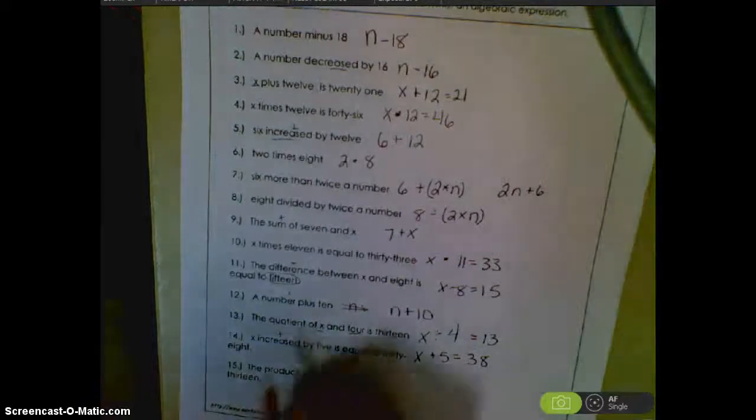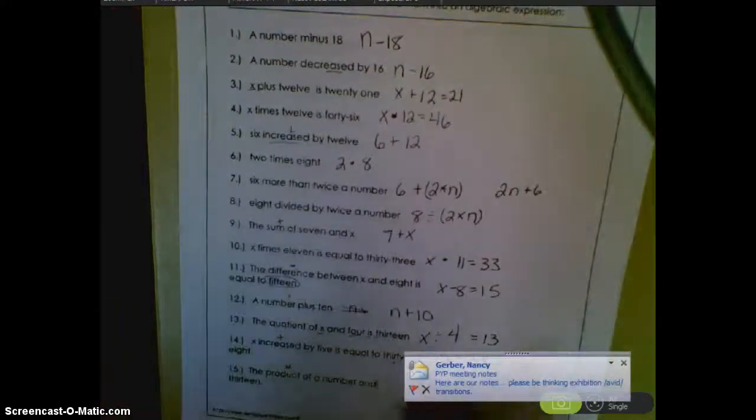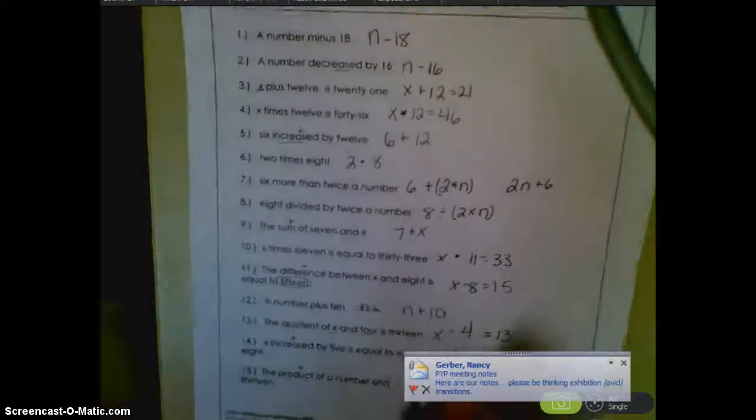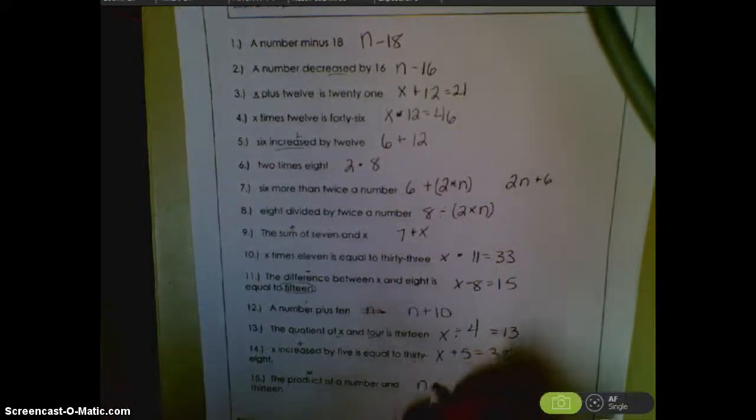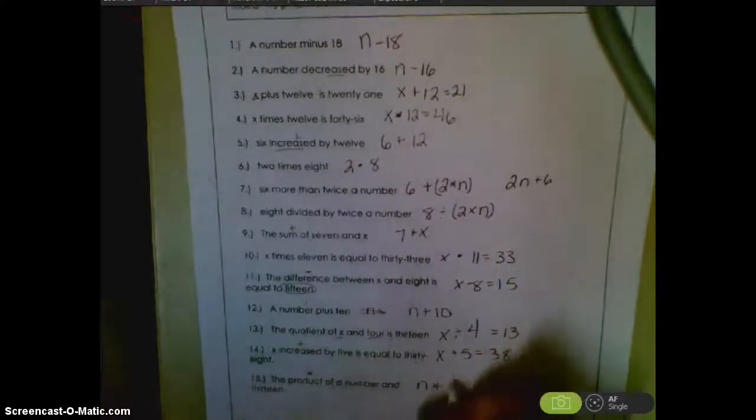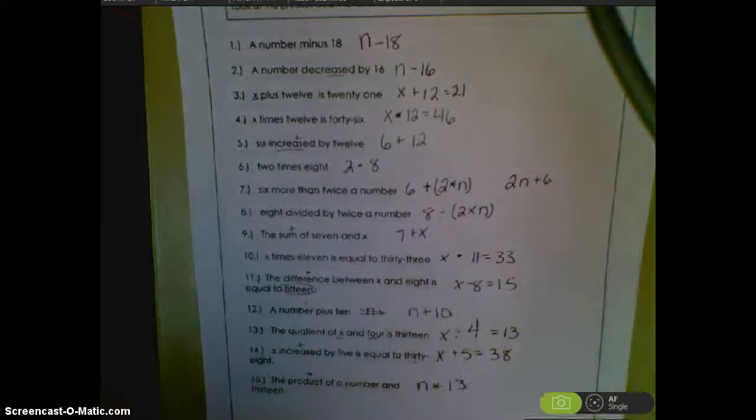And then the last one, product, is going to be multiply. The product of a number and 13. So I'm going to want a number being n, and multiply, because it says product, and 13. So n times 13.